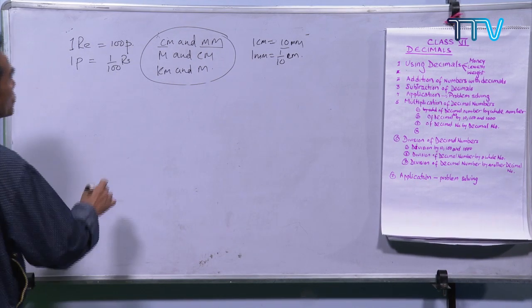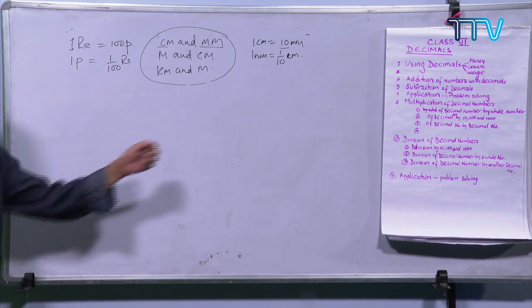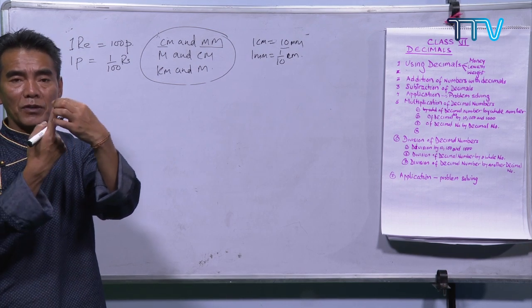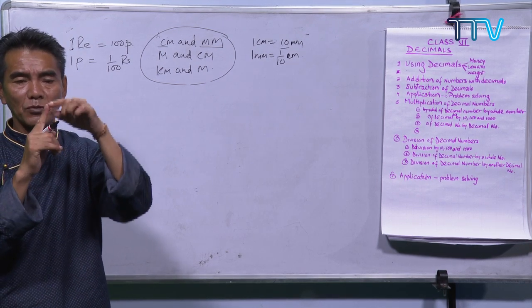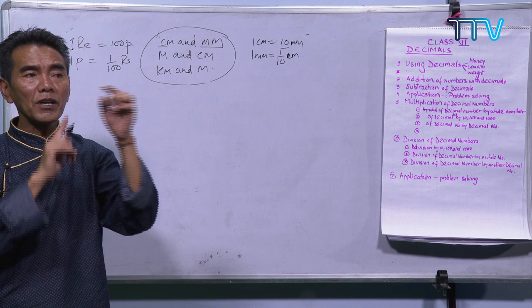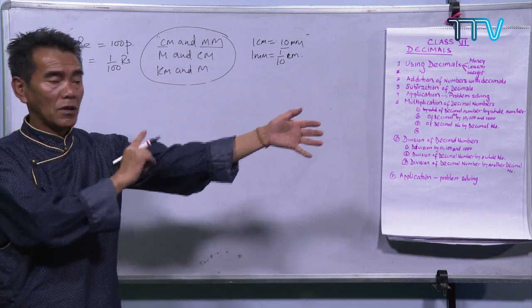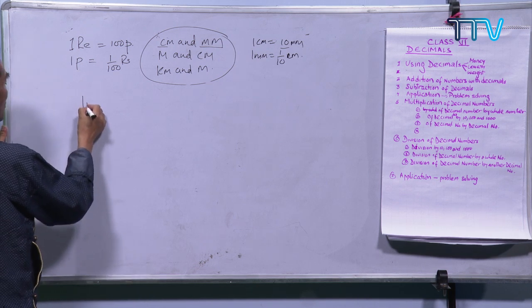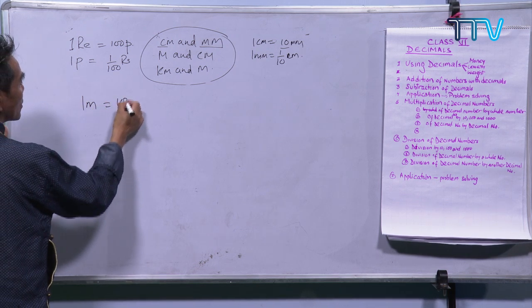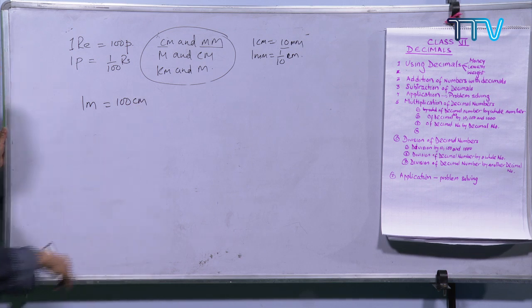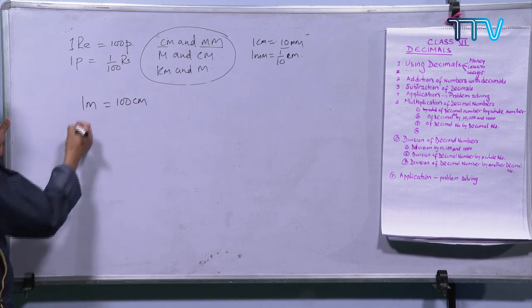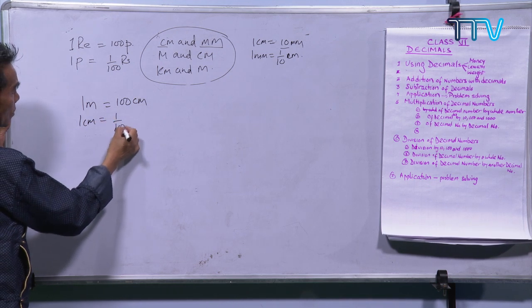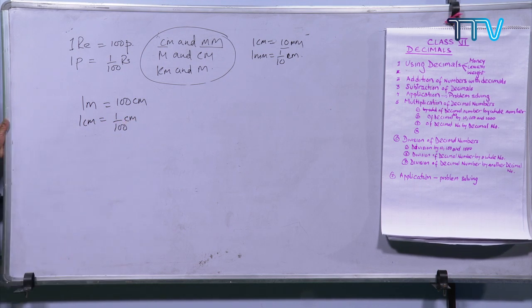Okay, meter to centimeter conversion. Now again, 1 meter is equal to 100 centimeter. So 1 centimeter is equal to 1 upon 100 meter.